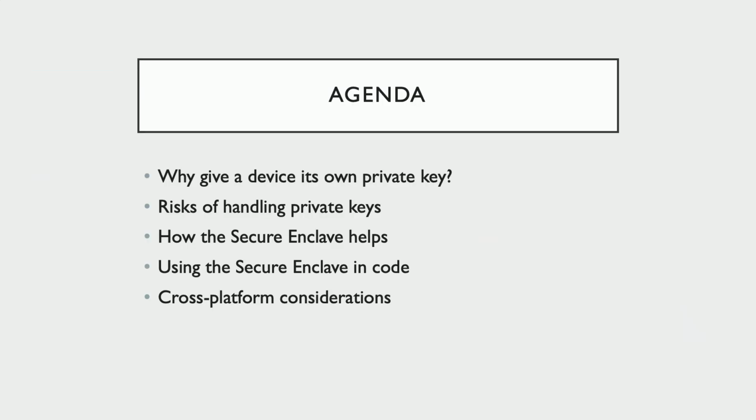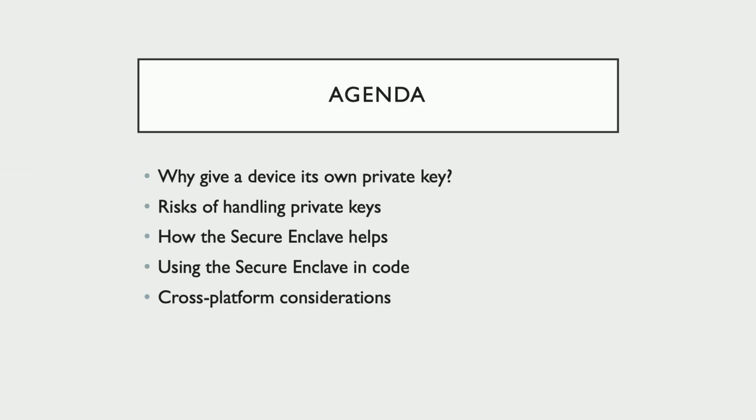So in this talk we're going to cover a few areas: why it's useful for apps, devices, your iPhones to have private keys on them, especially for local first and peer-to-peer sorts of apps. We're going to look at some of the security risks associated with handling private keys, and see how the Secure Enclave can help us address those risks. We're going to look at some demo apps, some examples of working with the Secure Enclave from code, and see how this compares with other major platforms.